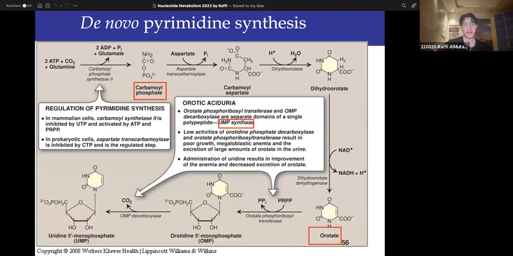Now, the patients could have a megaloblastic anemia. The patients could be fatigued and tired. But what's more important to know, rather than the symptoms, is the treatment, which is a metabolite called uridine. So to treat orotic aciduria, we give uridine. And orotic aciduria is the blockage of UMP synthase or any of its components. Does that make sense?